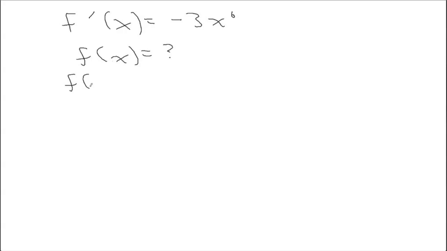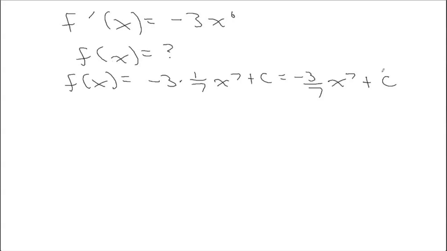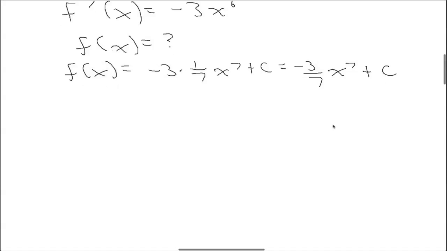Okay, let's try this example. Okay. So f prime of x equals -3x to the 6th. So we can write the antiderivative as -3 times 1/7 x to the 7th plus c. And then we can rewrite that as -3/7 x raised to the 7th plus c. Outstanding. Excellent. So that's the exact right approach. Very good. I threw in a negative sign there, but you handled that correctly.